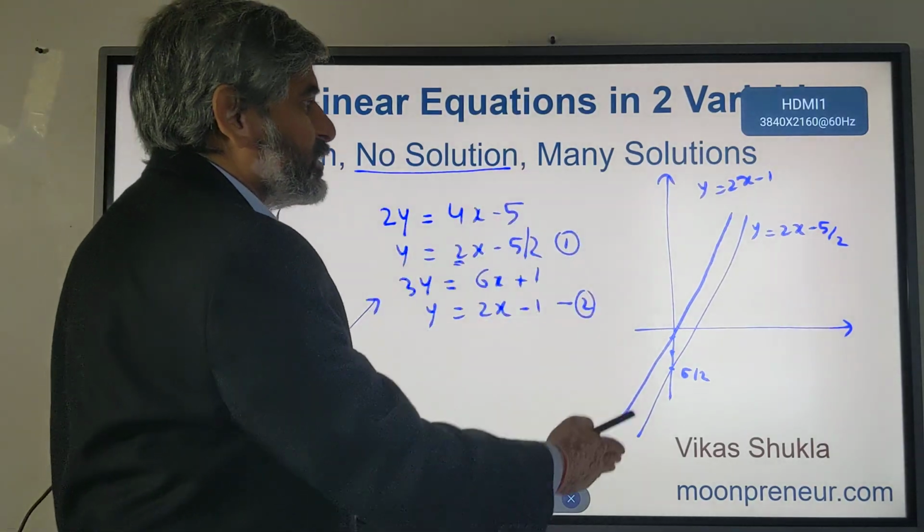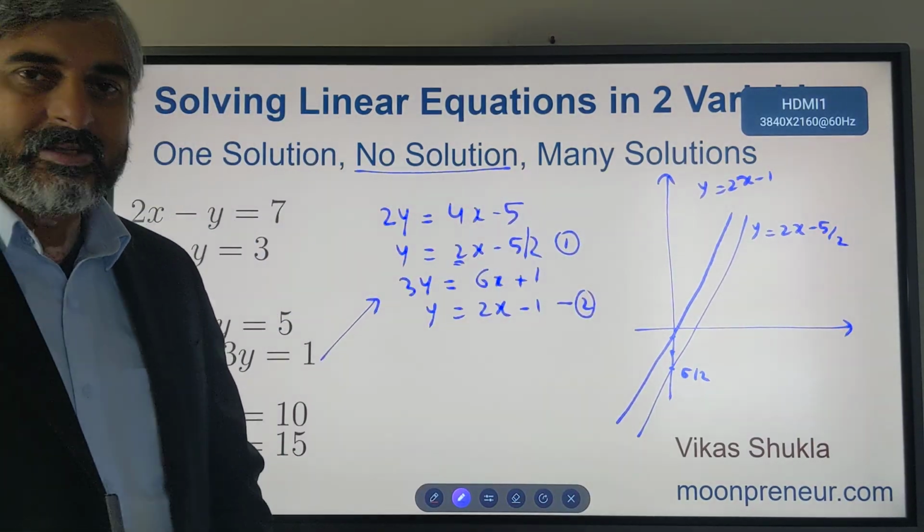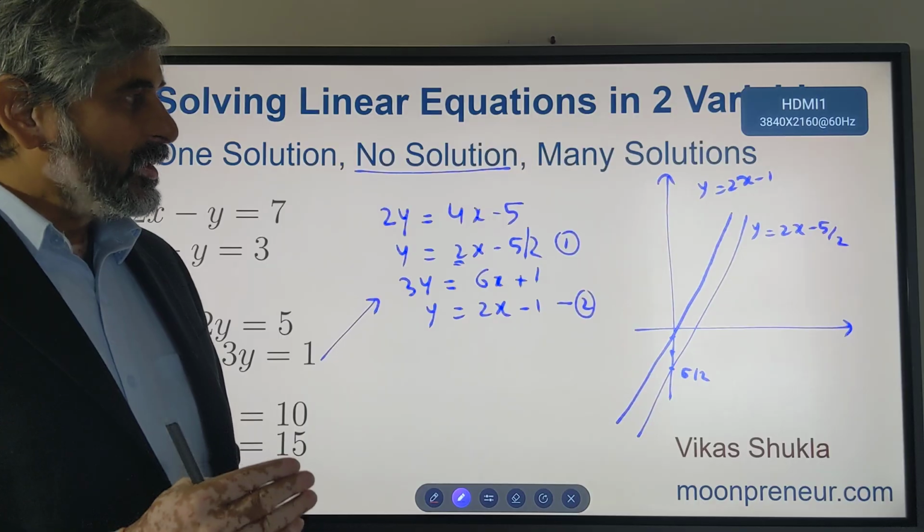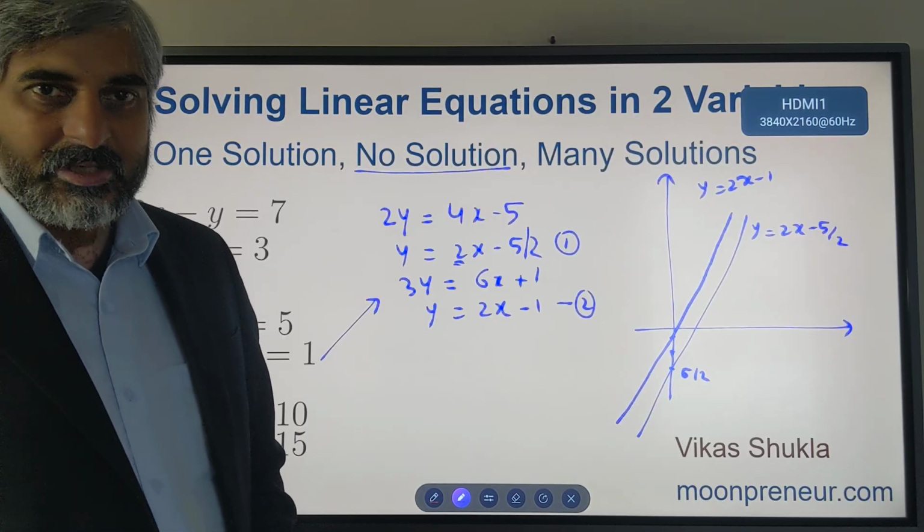Now remember, there are many ways of visualizing when these two lines will not have any solution. This is one way we are used to, where we write the lines in the gradient form, y equal to mx plus c.